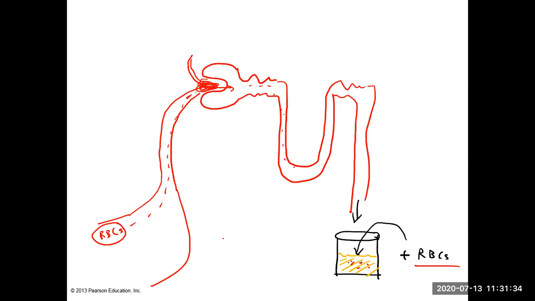You might say, wait a minute, I thought the EPO is going to make more red blood cells. Yes, but the rate of destruction really depends on how many red blood cells you lose. If you lose so many red blood cells in your urine that the urine is practically red, that means you're losing them at a rate that your red bone marrow cannot keep up with to make more red blood cells.